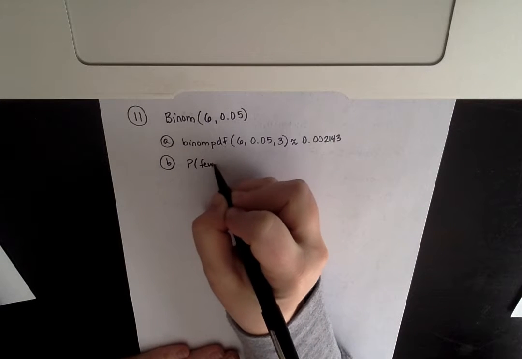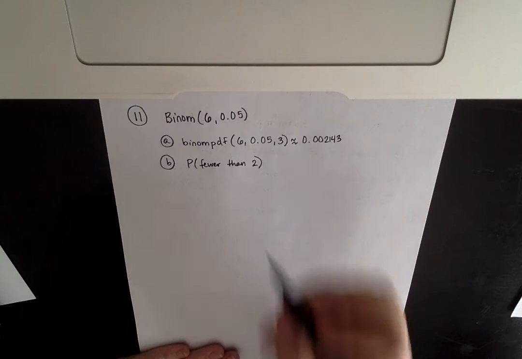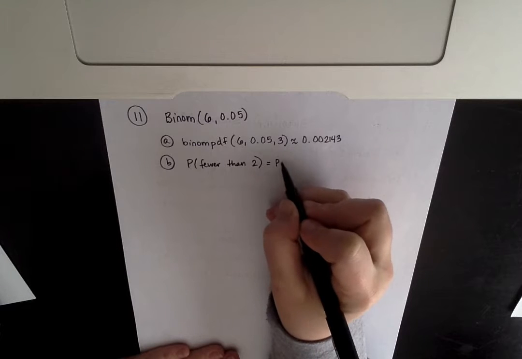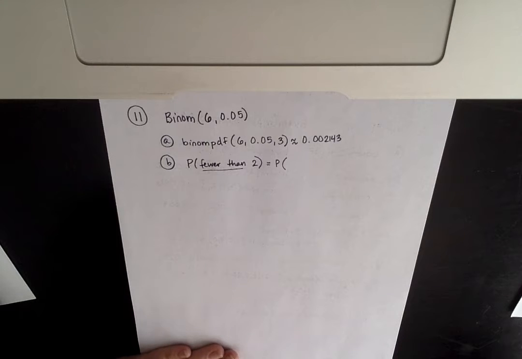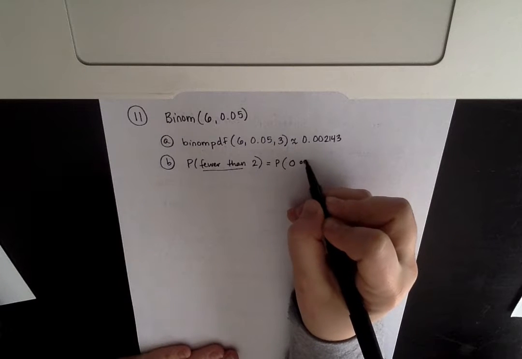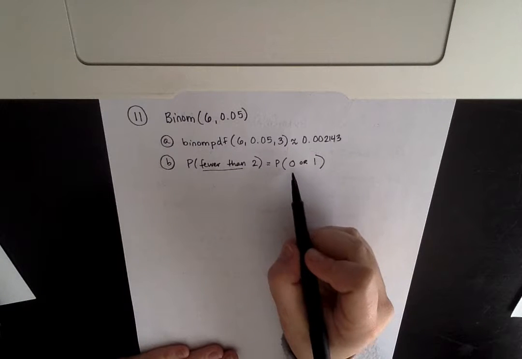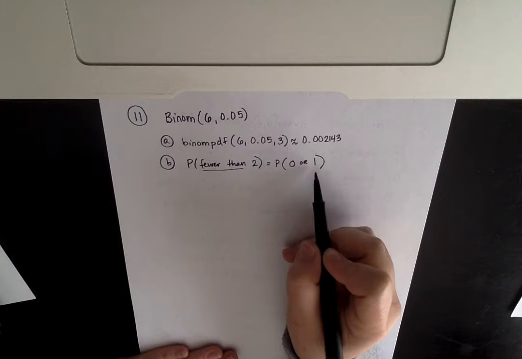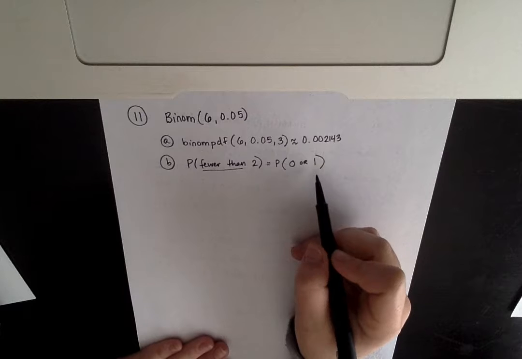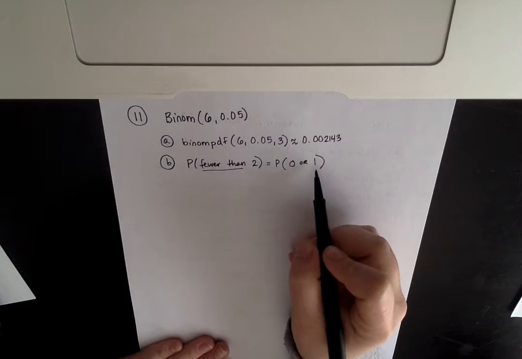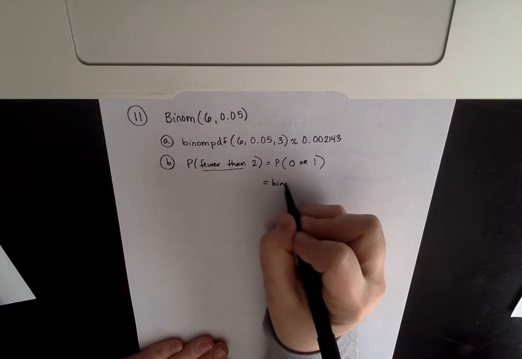Probability of fewer than 2. I wanted to write this one out because we haven't seen this language yet. This means fewer than 2 is strictly fewer than, right? So that does not include 2. So this is really 0 or 1 successes. Now, we could add the PDF at 0 and the PDF at 1 if we wanted to, or we could use the CDF and we could find the CDF at 1, which would add these for us. I like it when the calculator does the work for me.